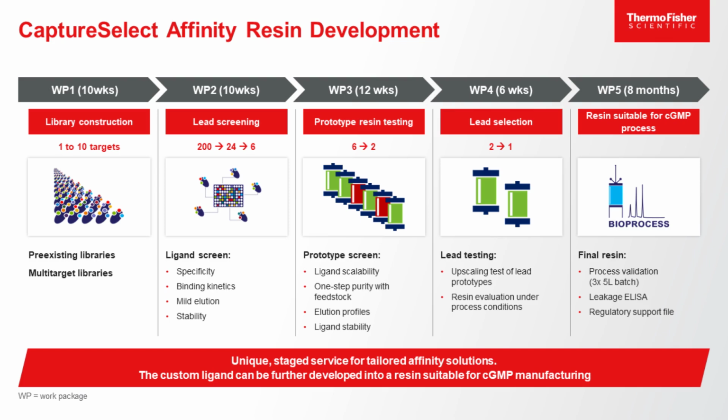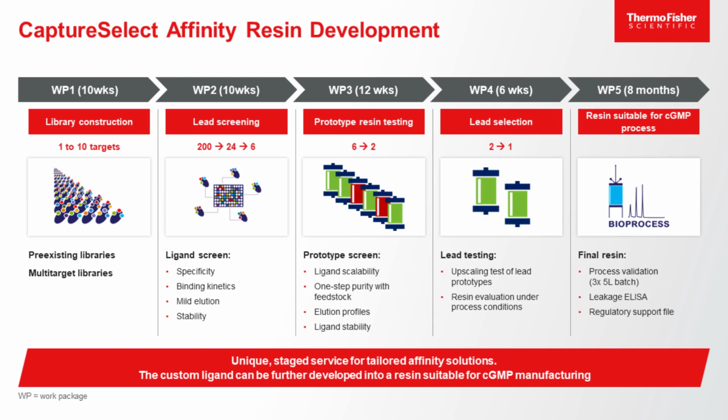That library construction, because we have been working with the technology for around 20 years, we do have a lot of pre-existing libraries. So it might be that the target of interest is already in one of our existing libraries. If not, we would basically start with the immunization process, and after the immune response would make a monoclonal library of all available binders within the immune system.